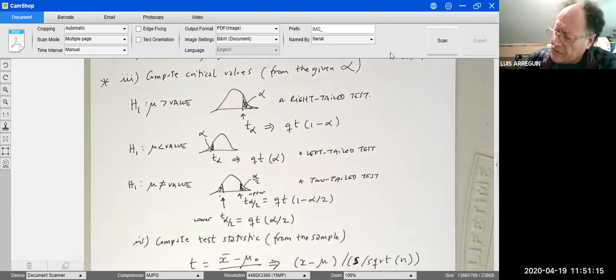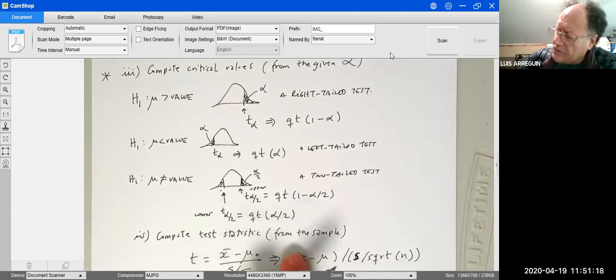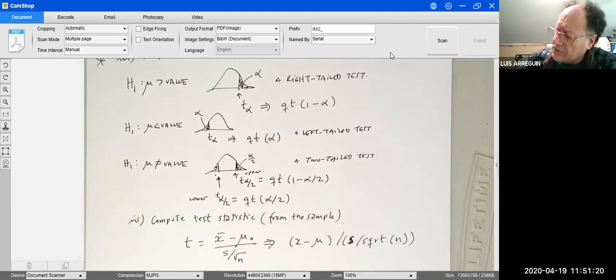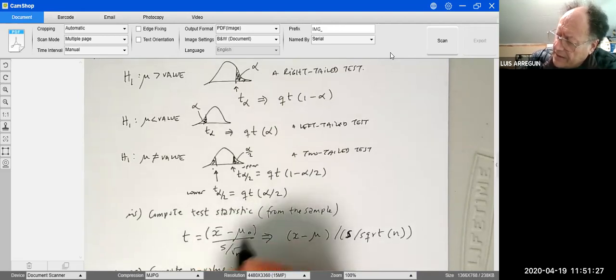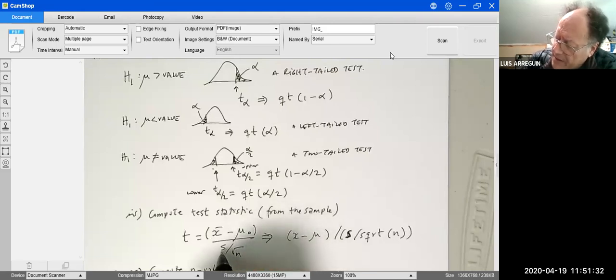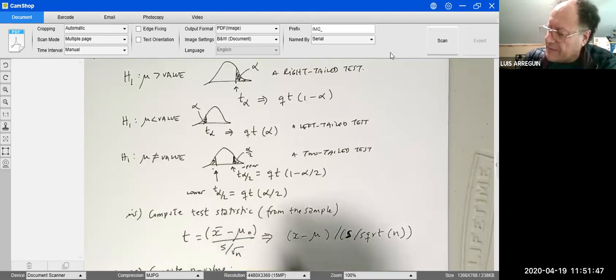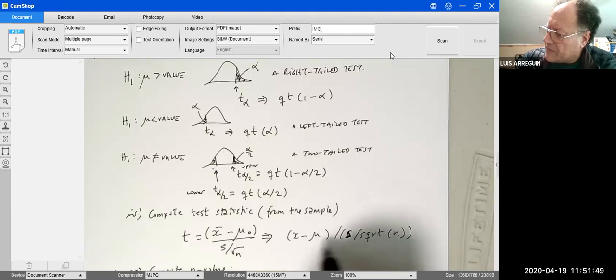Once you have your critical values, you're going to need the test statistic that you obtain from the sample. The test statistic, in this case, is going to be t. It's obtained by using this formula: x bar minus mu from the null over the standard deviation of the sample over the square root of n. This formula is very similar to the one that we used before for computing the z-scores, but this time we are not using the standard deviation of the population, we are using the standard deviation of the sample. So that's the only difference from the previous computation.